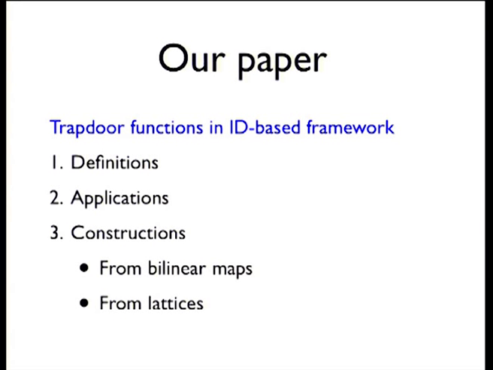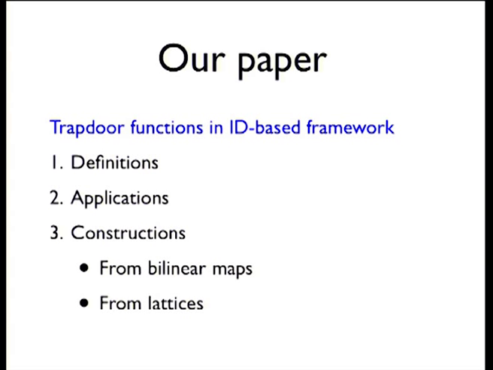Okay, so what's the content of our paper? We show a couple of things. Actually, it has a lot of results, a lot of small results as well. First of all, we look at trapdoor functions in the identity-based framework. I'll explain that in a second. First, we give definitions, and most of my talk will actually focus on definitions. It's somewhat non-trivial to define these objects. Applications: I'll quickly mention the applications of identity-based lossy trapdoor functions. And then I'll give you two slides about constructions.